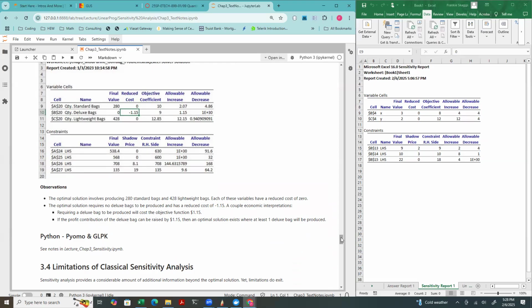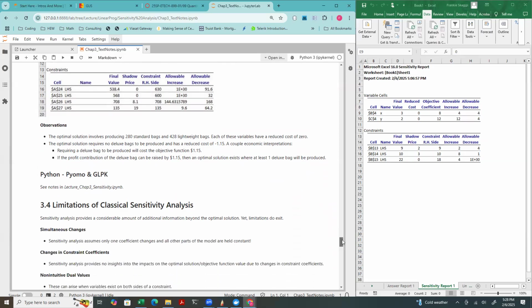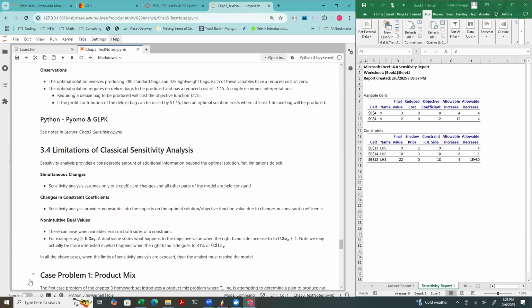All right, so before we move on, let's talk about some limitations here, and then we can take a bit of a break. Section 344 talks about these limitations of classical sensitivity analysis. This all sounds really great, and it definitely is powerful, but there are some things that have to happen in order for this type of analysis to be put in place.